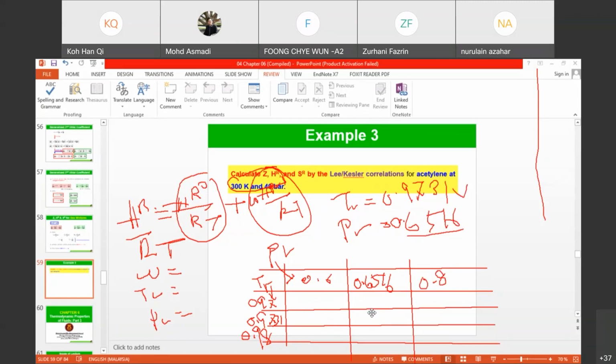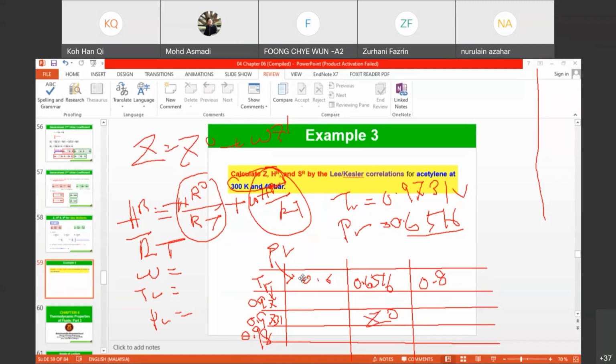This one is Z naught. This one you have to determine Z naught first. Sorry, this one is to determine the Z naught. So this one is for Z naught. Okay, Z equal to Z naught, because you have to determine Z first, right? Plus omega Z prime. So this is Z naught.